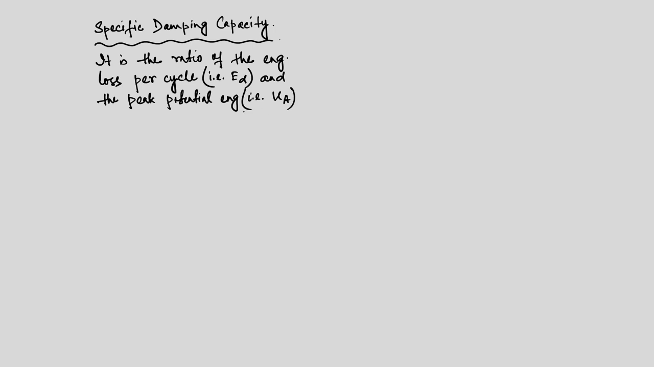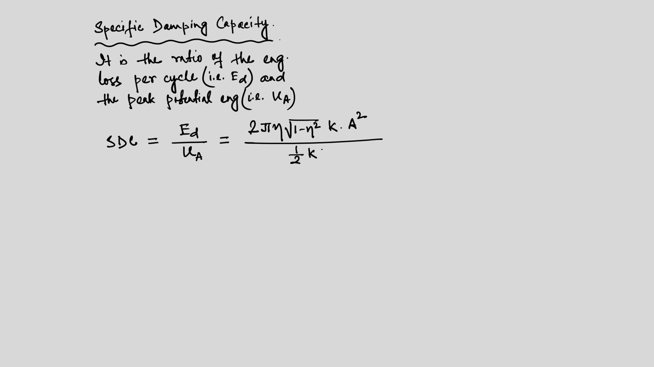So, how do you define specific damping capacity of a material? We call it specific damping capacity, SDC. It is E D divided by U of A. So, what is E D? We have already defined it as 2 pi eta square root of 1 minus eta square times K times A square. This is the expression we have already derived. And in case of U A, it is half k times x square, but it is the peak potential energy, that means x is equal to A. Now, obviously, you can see this k gets cancelled and then the expression for SDC is 4 pi eta square root of 1 minus eta square. So, that is the expression for specific damping capacity of a material.